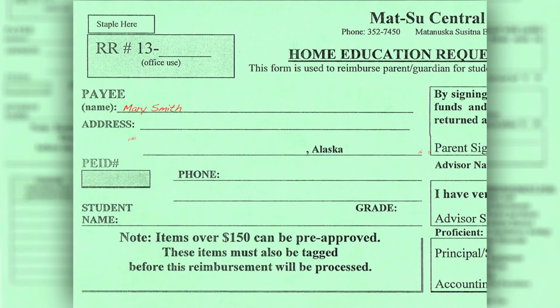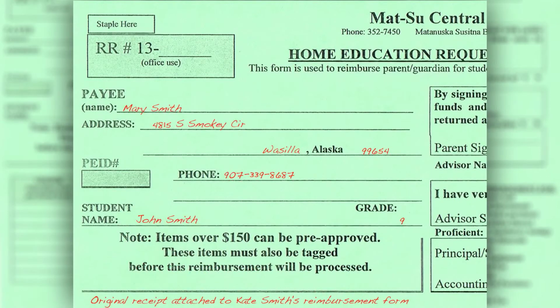Below this, fill in the payee's address. Follow with the payee's phone number. Next, beside student name, write the name of the student whose allotment the reimbursement will be paid from, followed by their grade. Please write only one name per green sheet. If your receipt includes items purchased for other students, please fill out separate forms and attach copies of the receipt and note original receipt attached to student's reimbursement form.